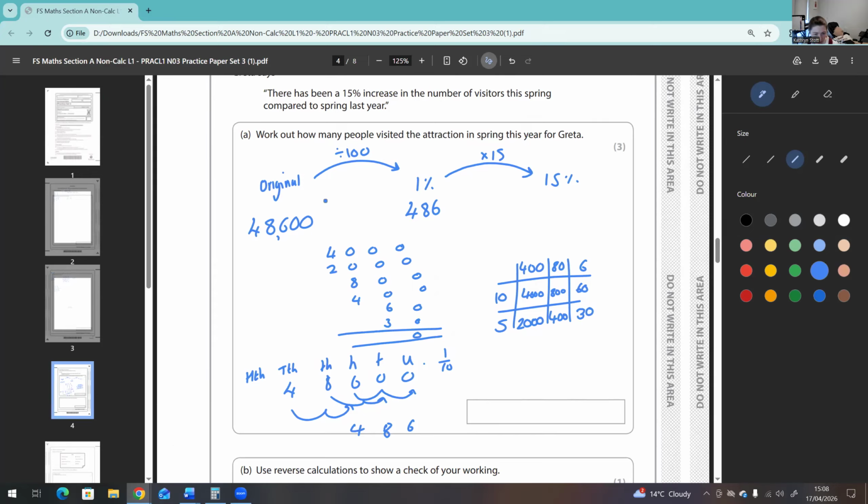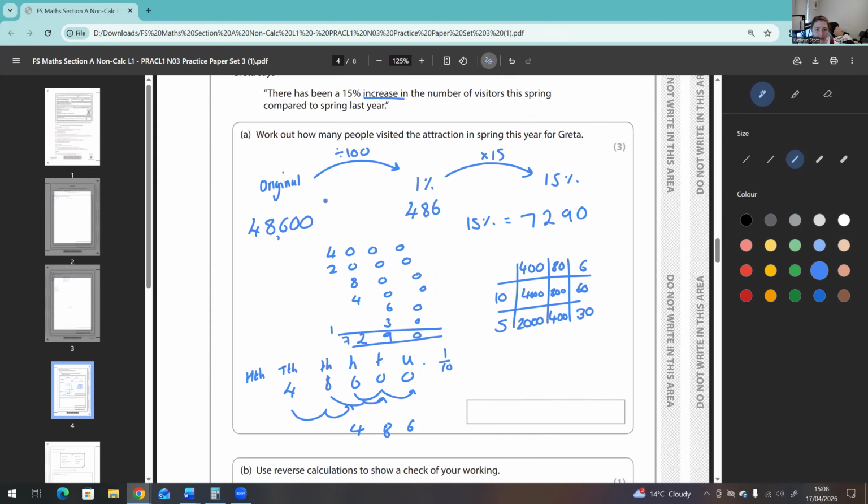All these zeros come to 0. 6 and 3 is 9. 8 and 4 is 12, so carry the 1. 2 plus 4 is 6, plus 1 is 7. So that's going to be 7,290 is your 15%.